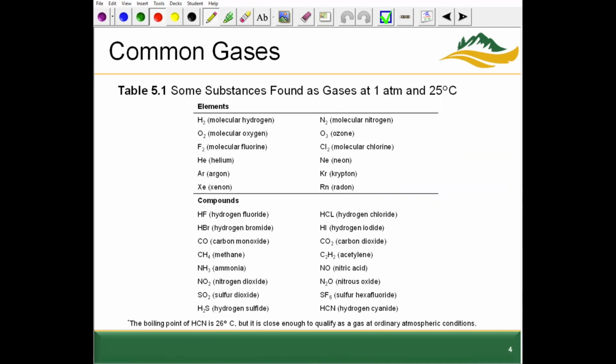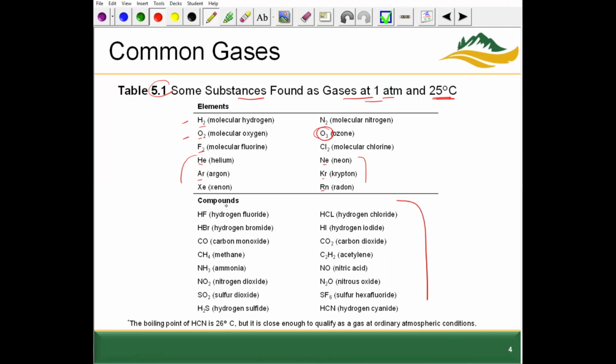So as was mentioned here in table 5.1, some of these should be familiar. So some substances found as gases at 1 atmosphere of pressure and 25 degrees Celsius. So here's hydrogen gas, diatomic oxygen, diatomic fluorine, and then some of our noble gases. Notice they're not diatomics. They just are a monatomic element that exists as a gas. Ozone's another example. So 3 oxygen atoms bonded to one another. So ozone exists as a gas at this temperature and at this pressure.